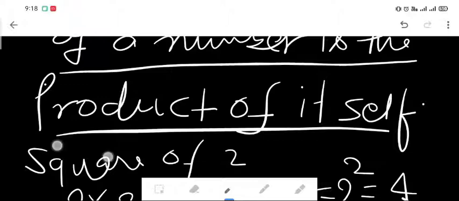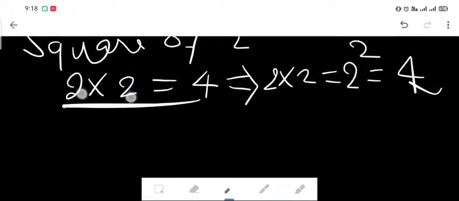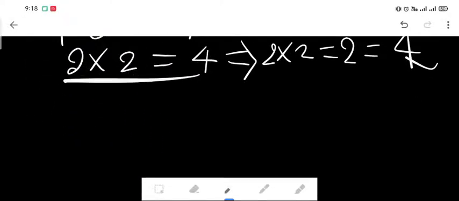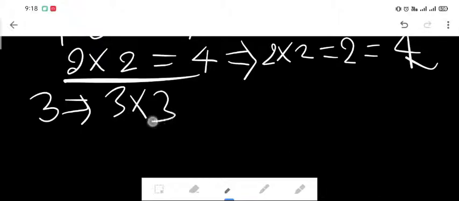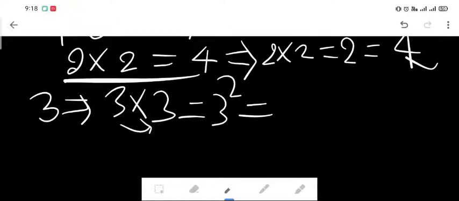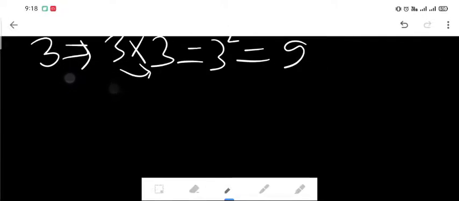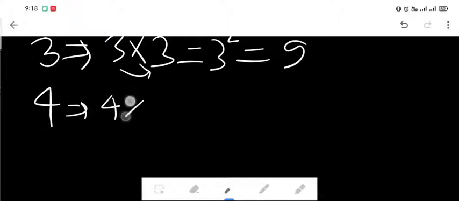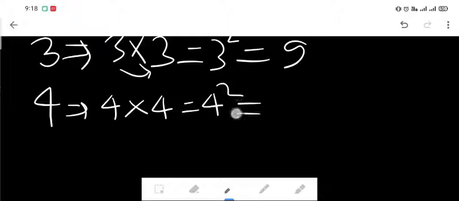And here we have seen the example of square. Similarly, the square of 3 can be written as 3 into 3 is equal to 3 square, and the value of 3 square is 9. Similarly, the square of 4 can be written as 4 into 4 is equal to 4 square is equal to 16.